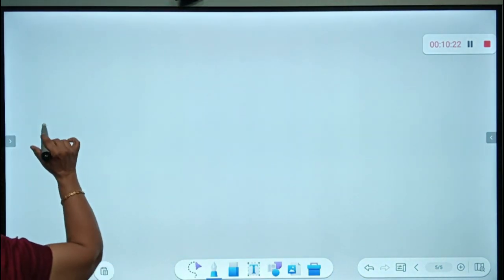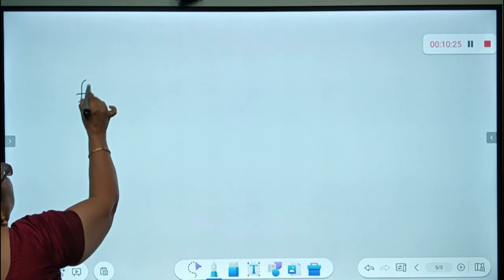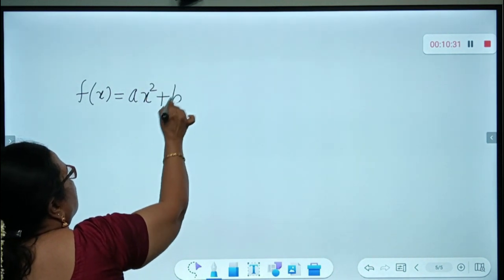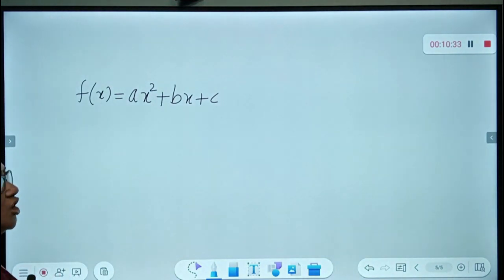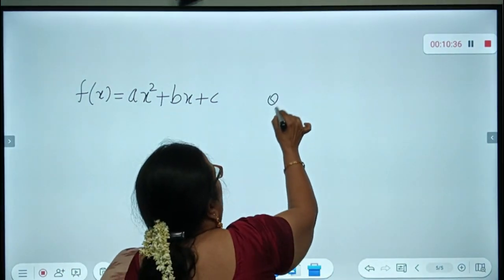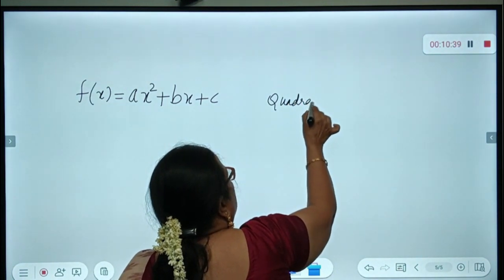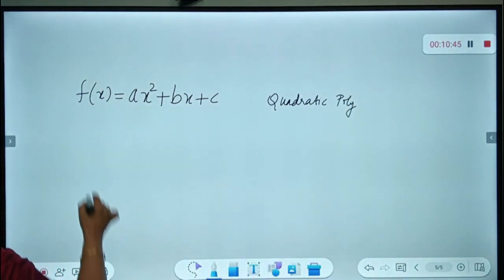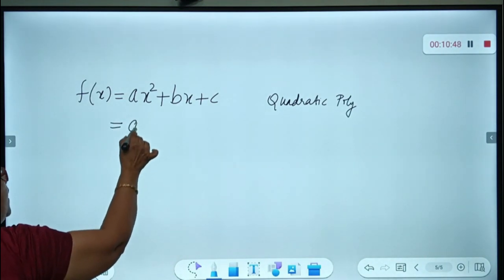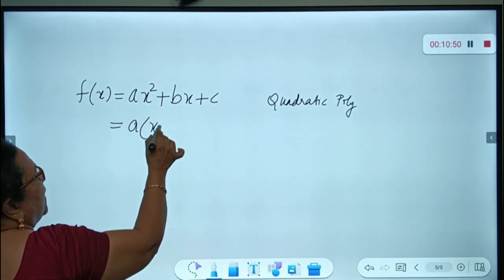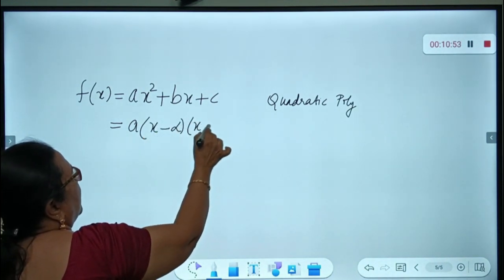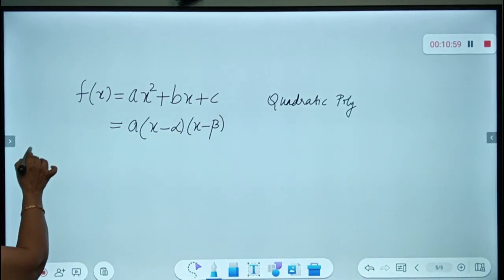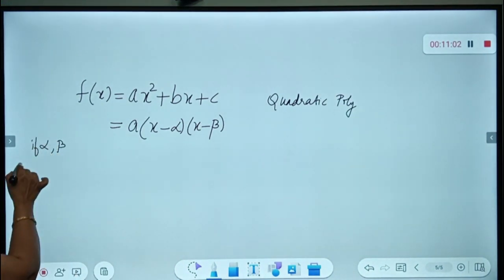Now, let us take for example f of x equal to ax square plus bx plus c. What sort of polynomial is this? This is a quadratic polynomial. Now, I can write it as a into x minus alpha into x minus beta, if alpha and beta are the roots.